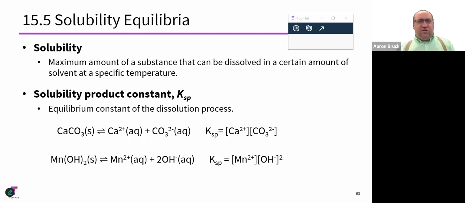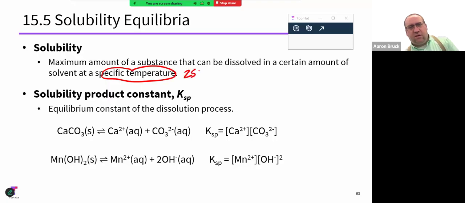And so let's go back to just a base definition of solubility. By definition, solubility is defined as the maximum amount of a substance that we can dissolve in a particular amount of solvent at a given temperature. And so the given temperature that we usually use is 25 degrees Celsius. And the certain amount of solvent we use is almost always 100 milliliters.